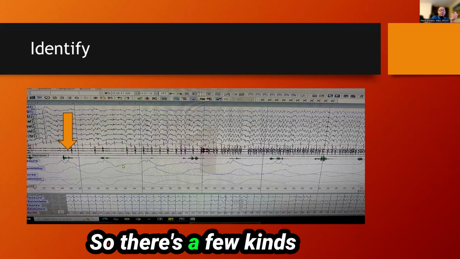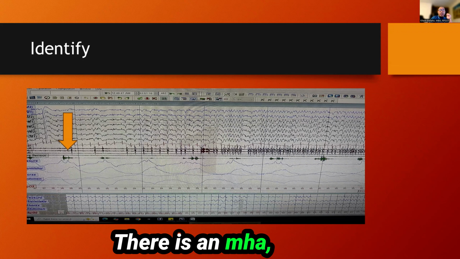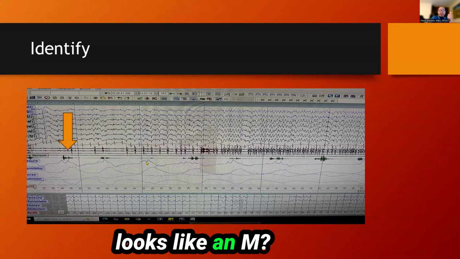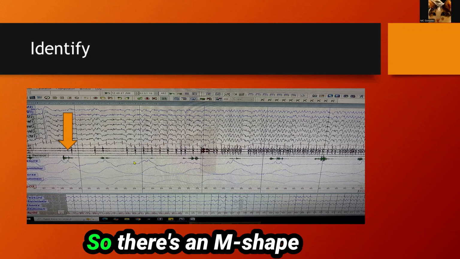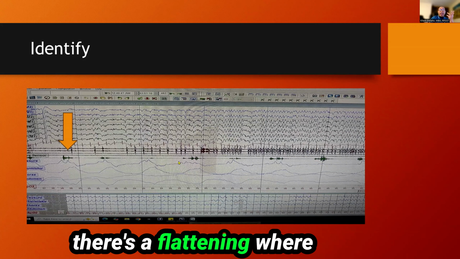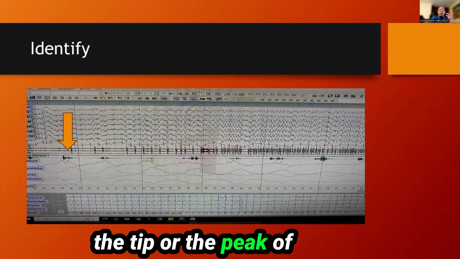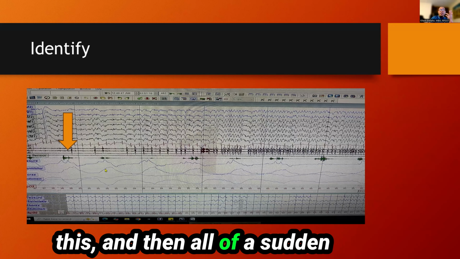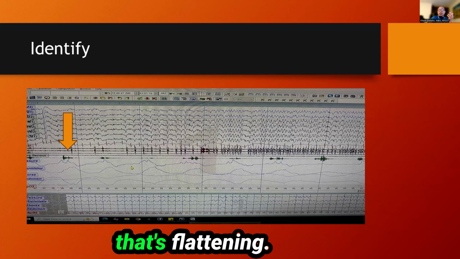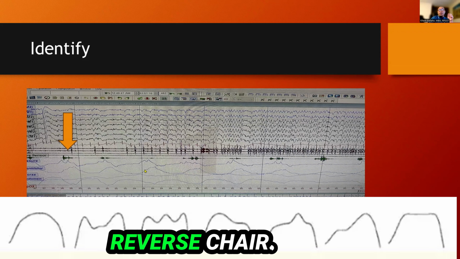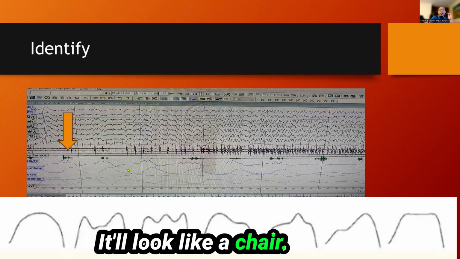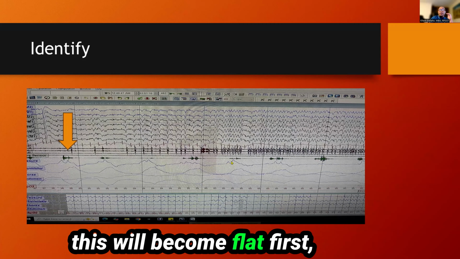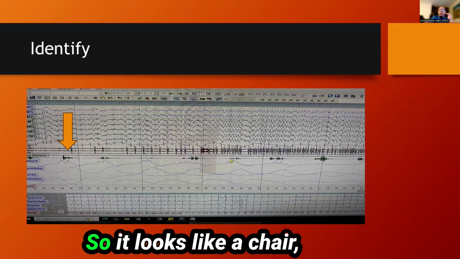Okay, so there's a few kinds of flow limited breaths. There's an M shape, which is like this. Do you see how it looks like an M? There's a flattening where the tip or the peak of the flow pattern is flat. You will see a sinusoidal pattern like this, and then all of a sudden it becomes flat on the top. That's flattening. And there's also what they call a reverse chair. It will look like a chair, but it's like the seat here, and then it goes like this, but this will become flat first, and then there's a peak. So it looks like a chair.